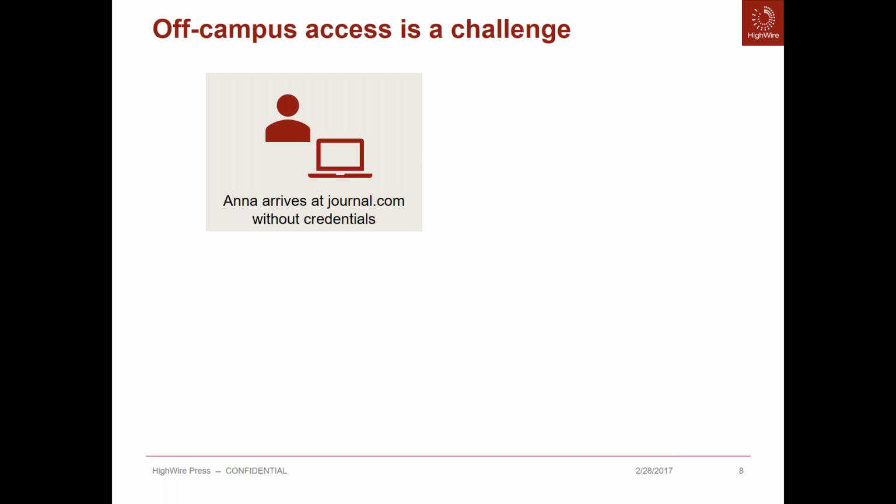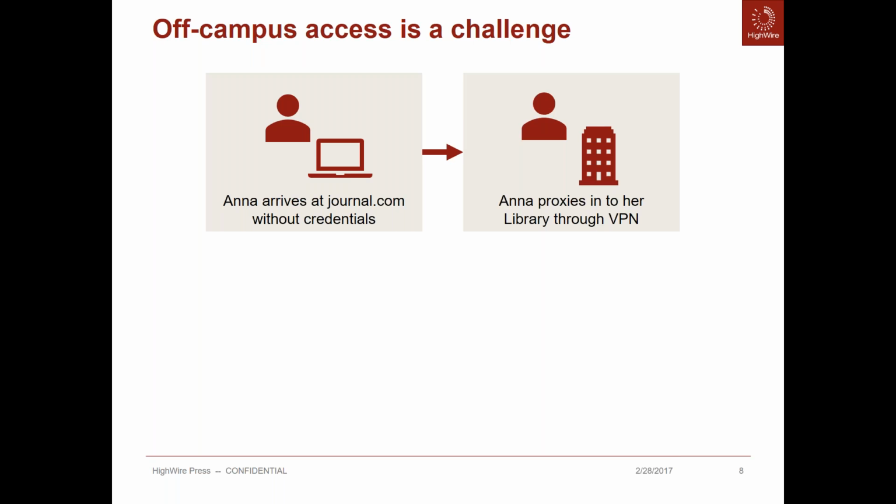Off-campus access, not quite so straightforward. So in this example, Anna has arrived at journal.com without credentials. She is outside of the IP range of her institution. She's not come from a trusted referrer. She is coming in, and the journal just says you can't get access to anything.